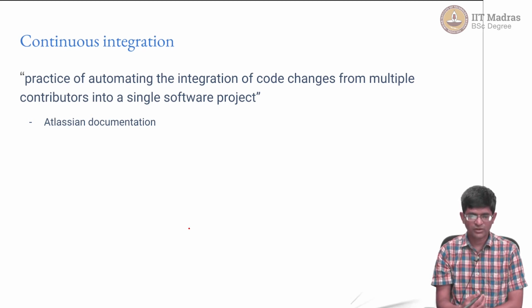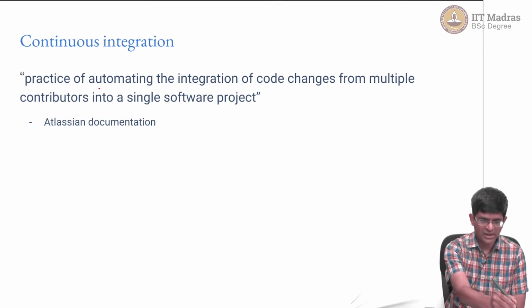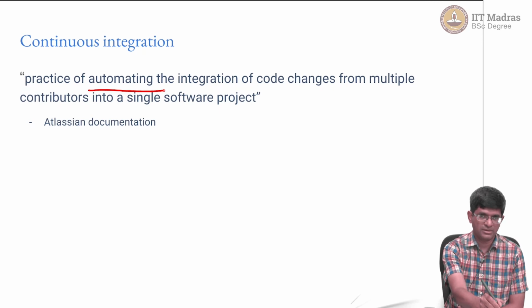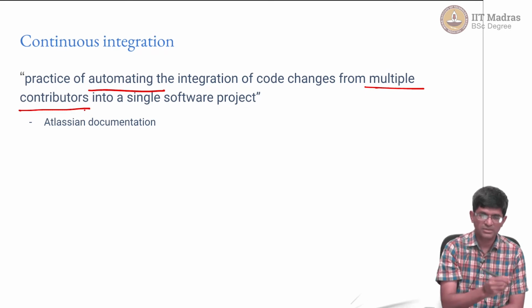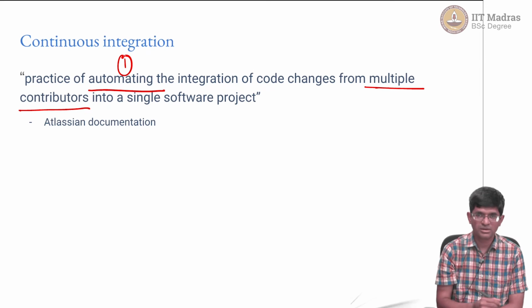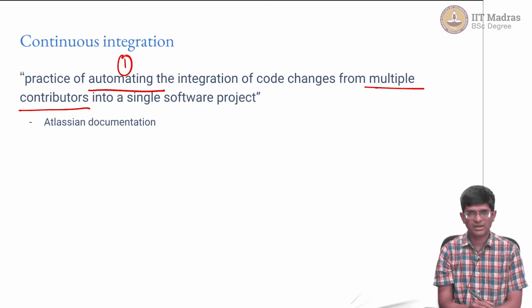Now their definition of continuous integration is that it's the practice of automating the integration of code changes from multiple contributors into a single software project. This is a fairly standard definition, nothing strange. The key word is automating, and of course the integration of code changes from multiple contributors. But the automation is probably the number one thing to keep in mind.